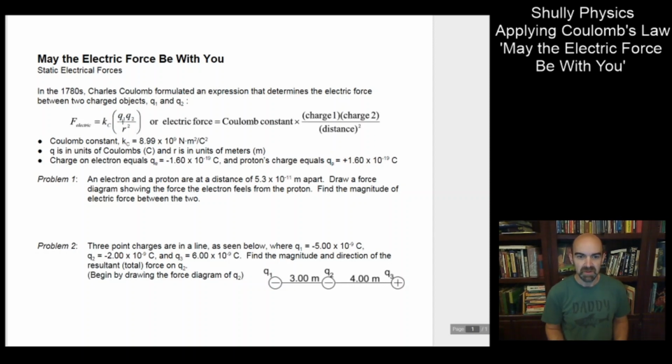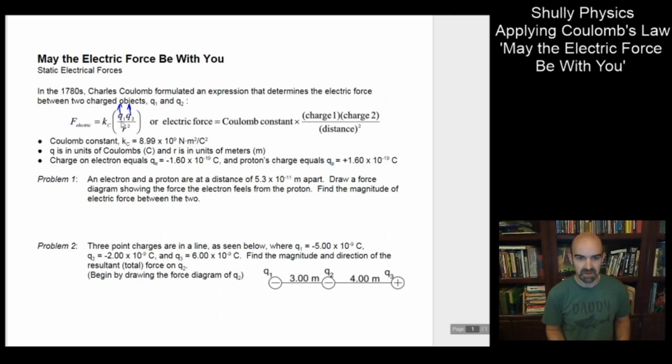Okay. So we've got Kc, Q1, Q2 over R squared. What's this showing us first off? Well, if we increase the amount of charge of charge 1 or charge 2, what's that going to do to the force over here? It's going to increase the force also. So if we double one of these Q's, we're going to double the force, okay?